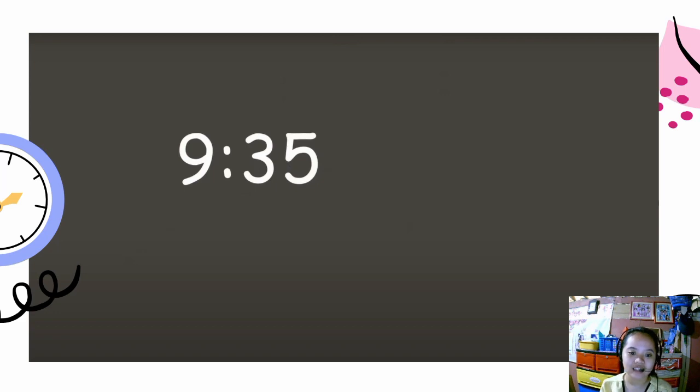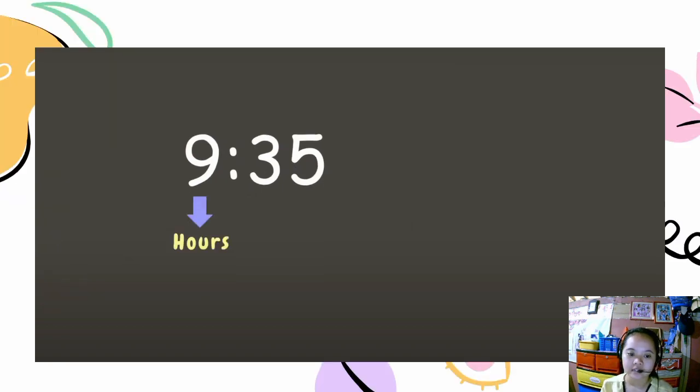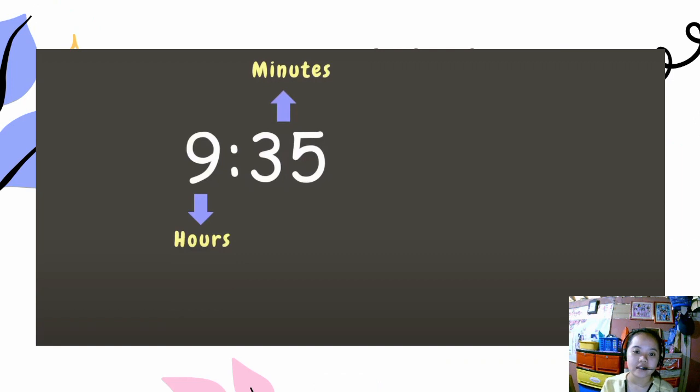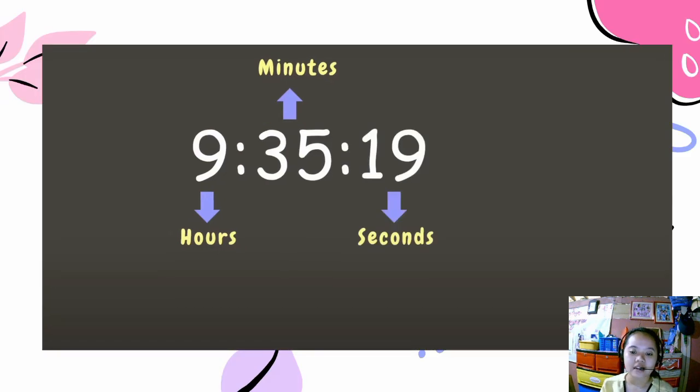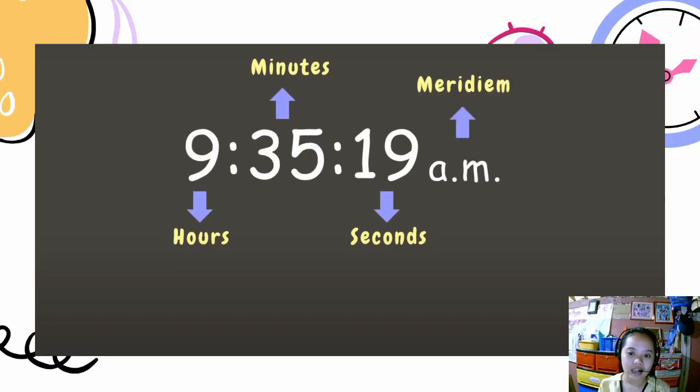So a digital clock looks like this. The 9 here represents hours, and the 35 here represents minutes. And then the 19, because some digital clocks have seconds, so we put seconds here so you won't be confused. So the 19 here is seconds. And AM represents the meridiem.